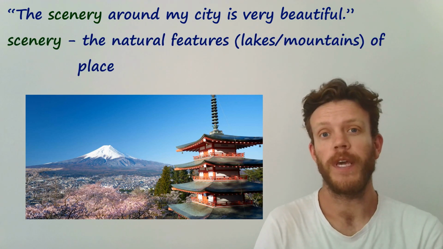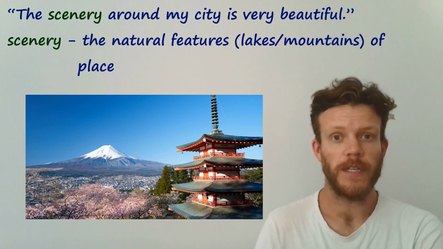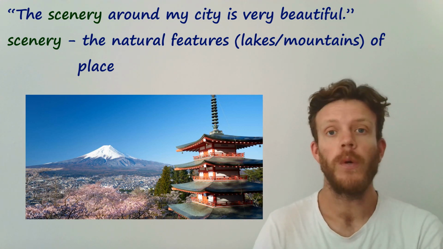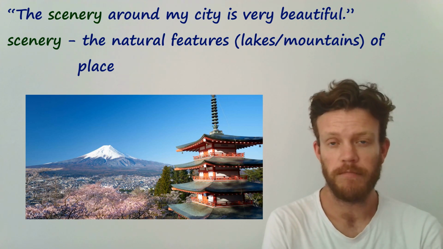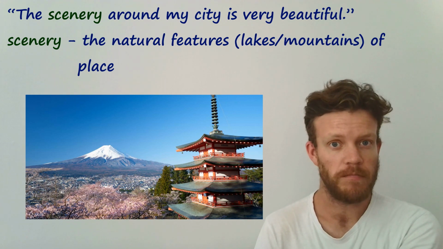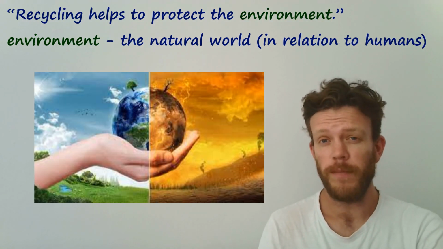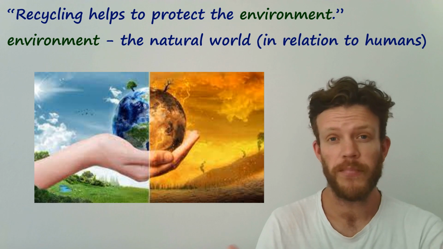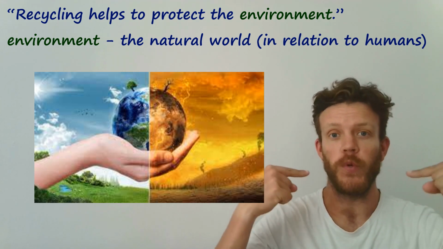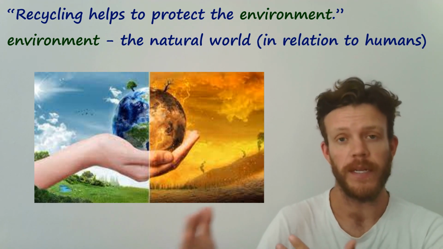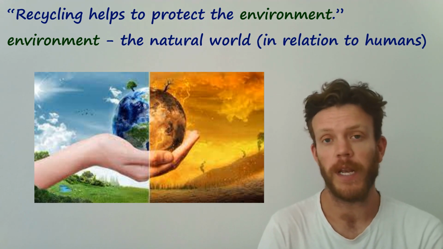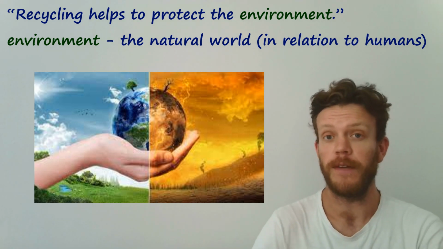So when we're talking about the natural features of a place, mountains, lakes, forests, etc., we're going to use the word scenery, as opposed to things in cities, in the human world. When we talk about environment, the meaning is again pretty much the same, but the context is in relation to humans and how we interact. So for example, classic example, recycling is a good way to help the environment.